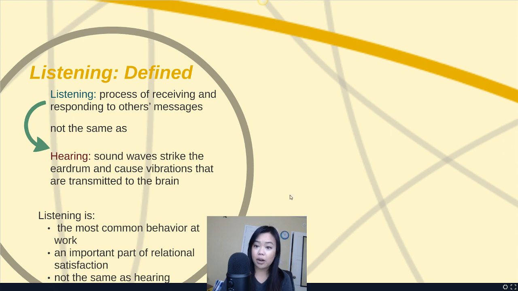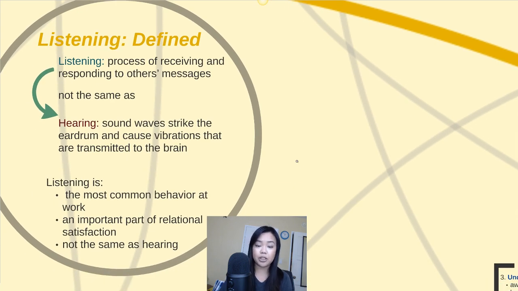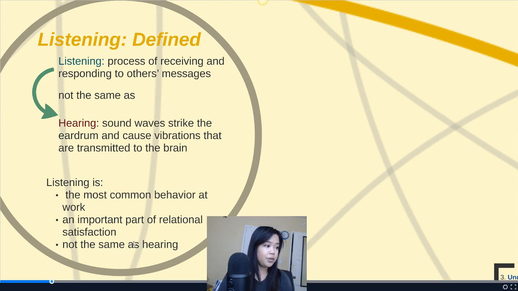Listening is the most common behavior at work. People at work tend to listen far more than they actually speak. It's an important part of relational satisfaction. Going back to Chapter 6, we learned about the importance of nonverbal communication and how nonverbal communication is primarily relational, meaning that we use it to help us define what type of relationship we want to have with other people. One of the key things in that endeavor is listening. When you are listening, you're not talking, obviously, but you are showing someone else "I'm listening" by nodding your head, by giving them eye contact. So this idea really transfers over well from Chapter 6 on how important it is that we engage in listening from a relational standpoint, because it helps us develop our relationships in a positive way. Again, not the same as hearing, so these three bullet points are quite important for understanding the definition of listening.